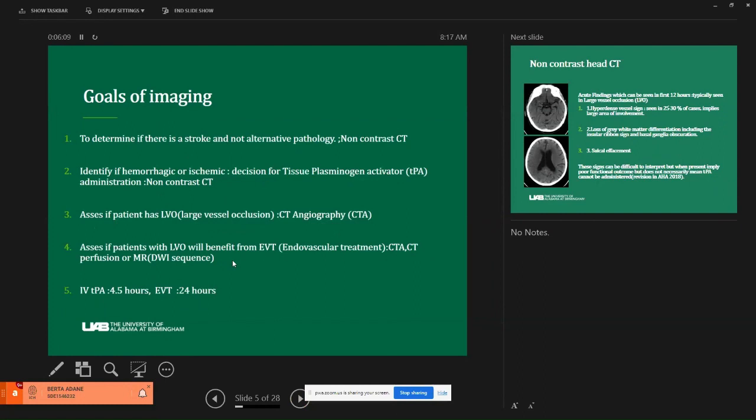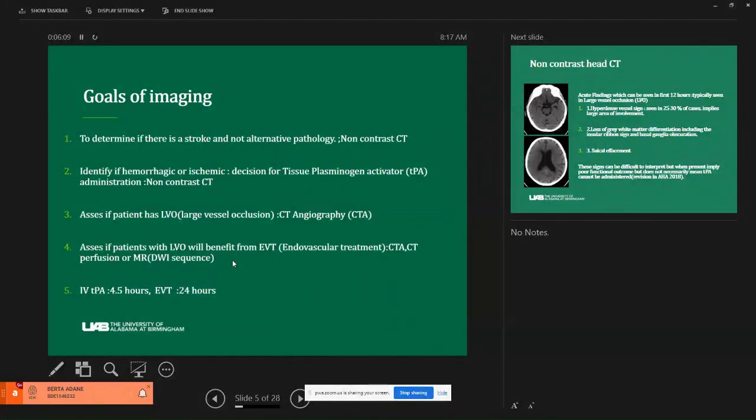The timeline for giving IV TPA is 4.5 hours, and this is mainly for anterior circulation stroke. Sometimes they do extend it to 6 hours for IV TPA. In posterior circulation strokes, we give IV TPA up to 6 hours. For endovascular treatment, the deadline is 24 hours, but the earlier, the better.